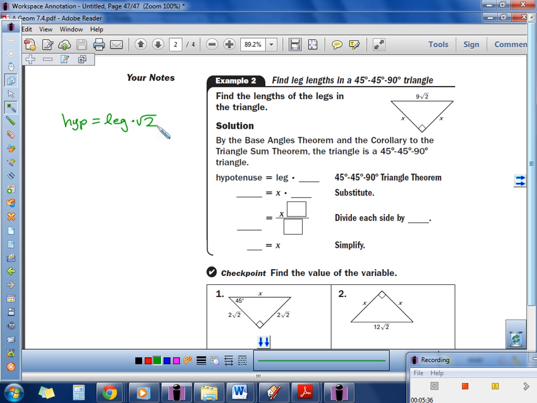Now in this case, what piece do you know? Hypotenuse, so we can plug in for hypotenuse. That's 9 square root of 2 in for the hypotenuse. And we'll call our leg x since that's how it's labeled on the picture.